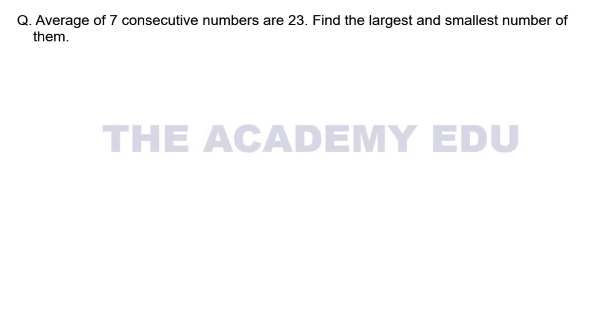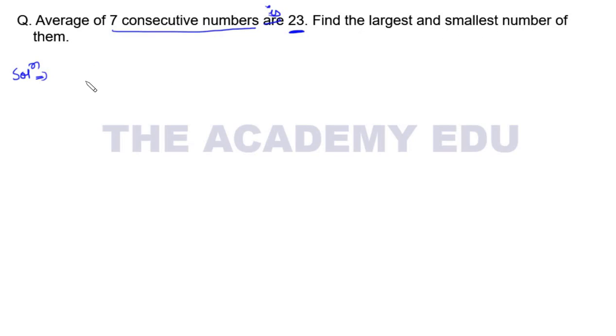So this is our first question. Let me solve it for you. Please read the question. Average of 7 consecutive numbers is 23. Find the largest and smallest number of them.